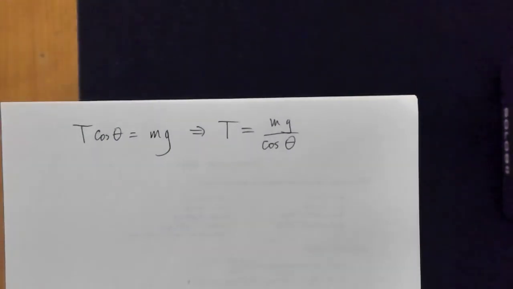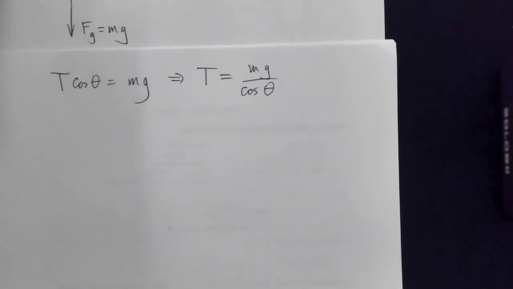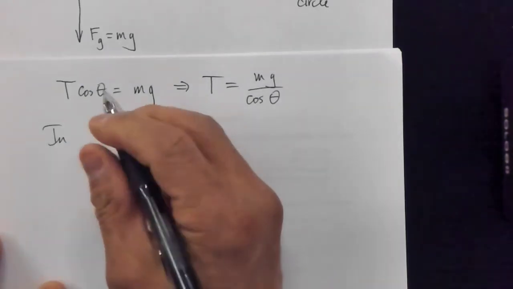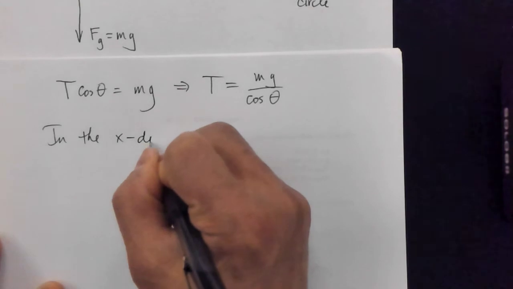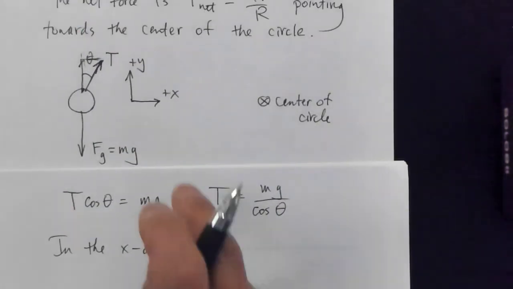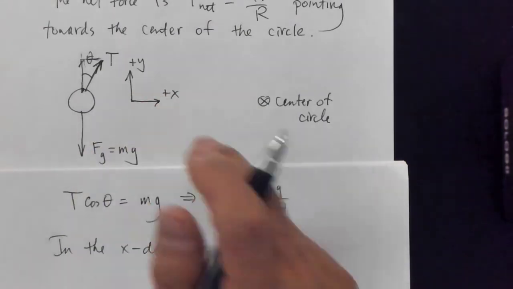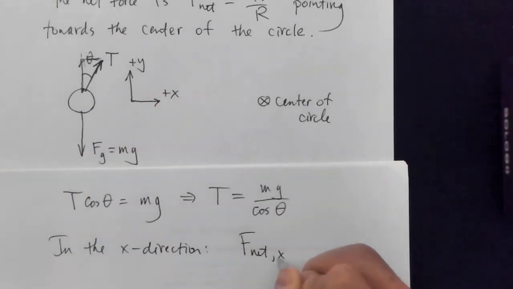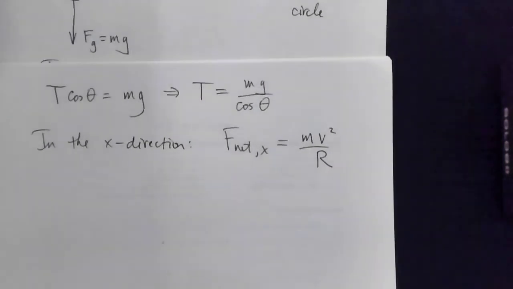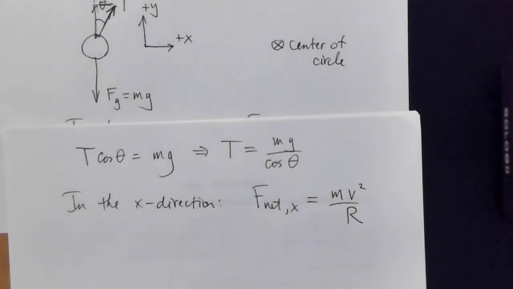Okay, so now we're not done. We would like to know something more about the system. I would like to know how fast it will be going around. So for that, we're going to look in the x direction. In the x direction, there needs to be a force pointing inwards towards the center of the circle. So we need the net force in the x direction to be equal to mv squared over r.